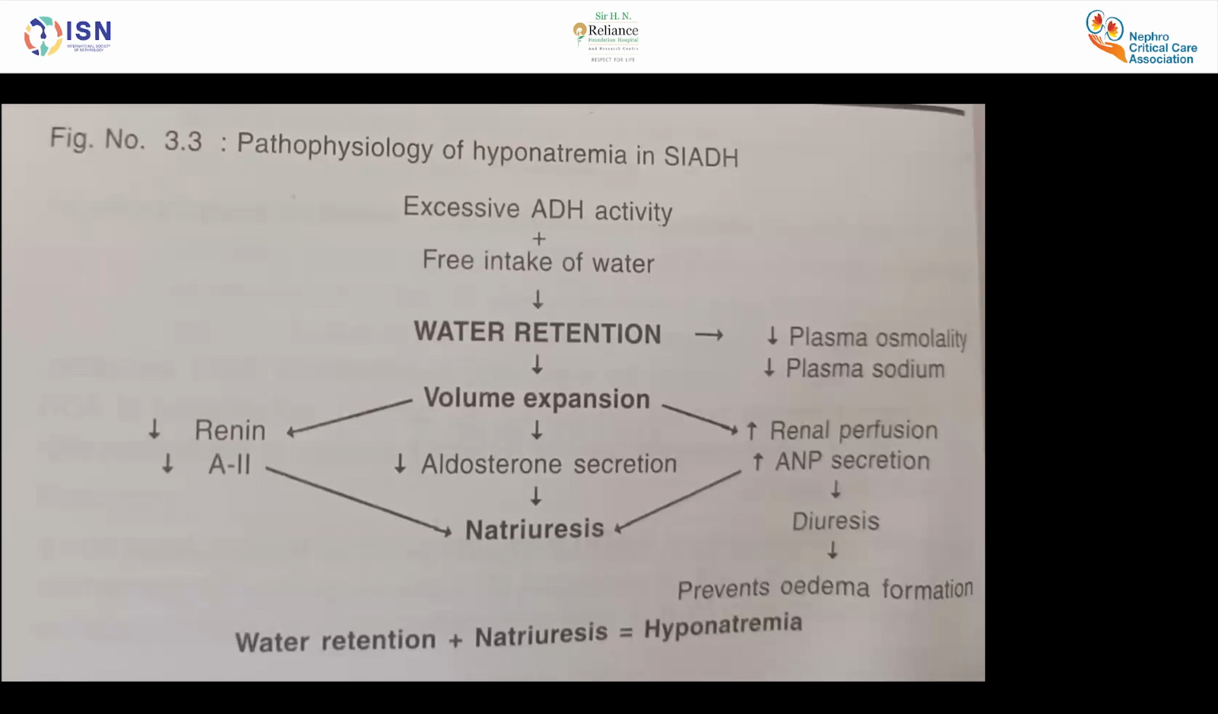So increase in renal perfusion then leads to ANP secretion, which leads to diuresis, and this prevents edema formation, due to which we see patients in a clinically euvolemic state, whereas subclinically the patient is having volume expansion. So there is decreased aldosterone secretion also, and all these 3 factors lead to natriuresis. So in SIADH, there is water retention and natriuresis, which leads to hyponatremia.